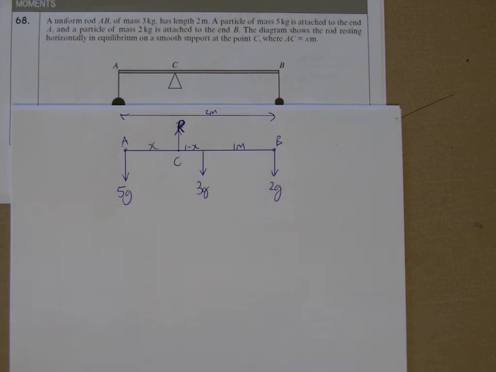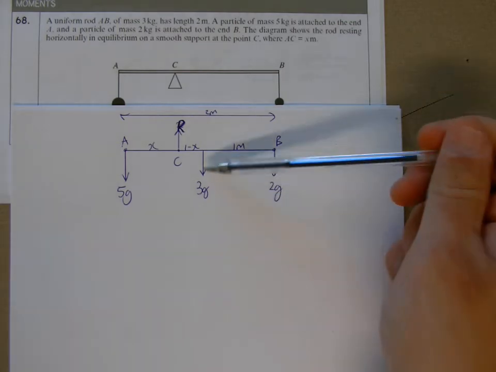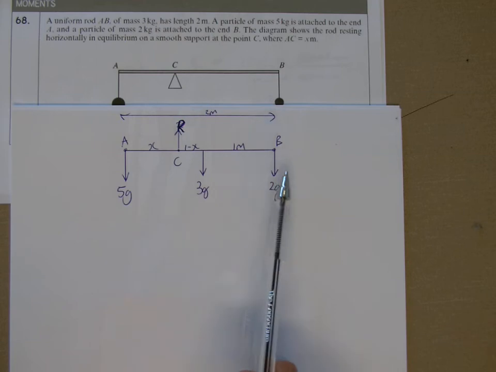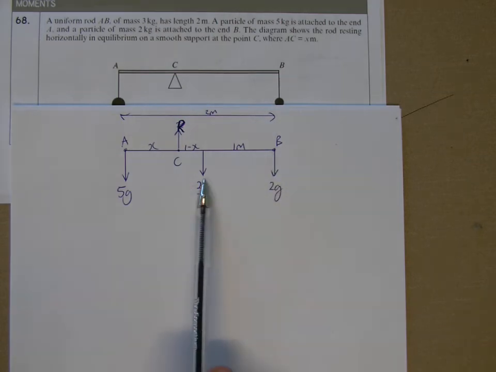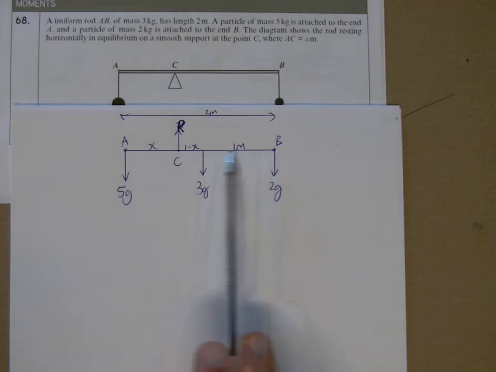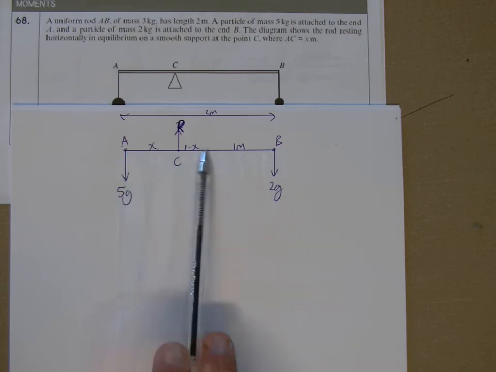Okay, so we've got here a uniform rod. Uniform rod means that the weight is evenly distributed, so the center of mass will be in the center of the rod. Because this is a 2-meter rod, you can see then I put it right in the center there. So we've got 1 meter of the rod this side and 1 meter of the rod this side.